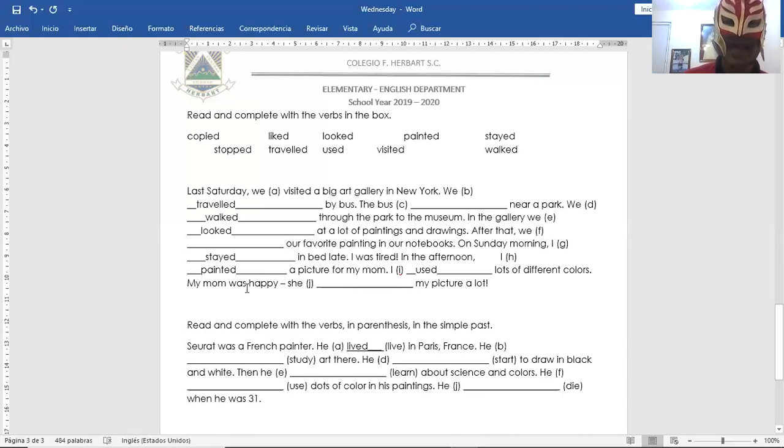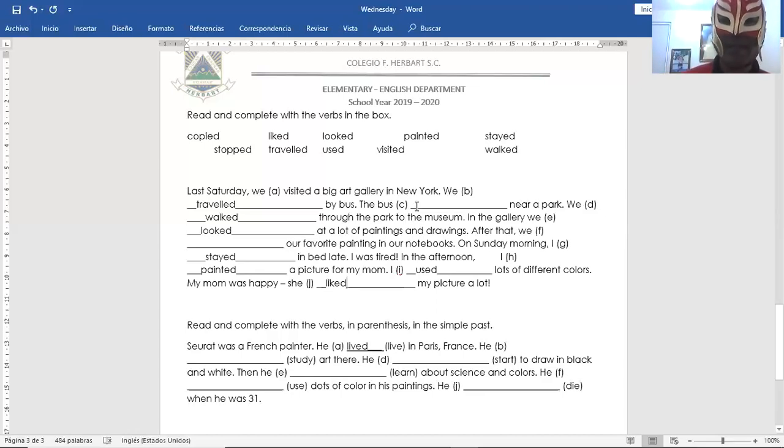My mom was happy. She liked. She liked my picture a lot. Le gustó mi cuadro muchísimo. She liked my picture a lot. Okay, now let's go back.